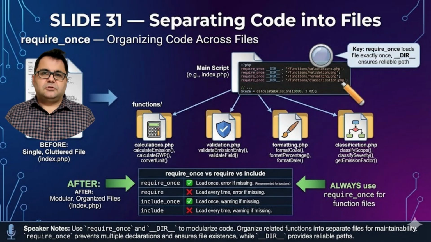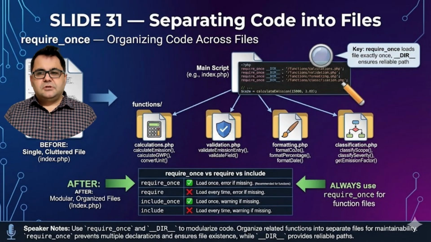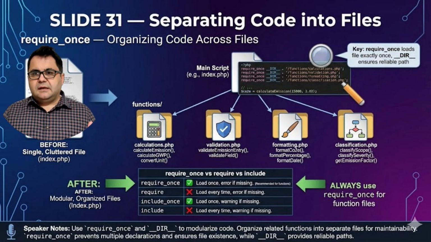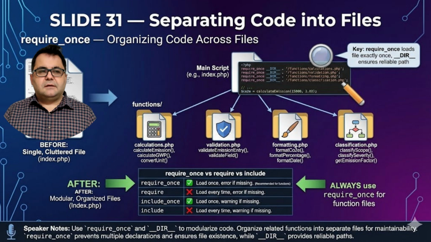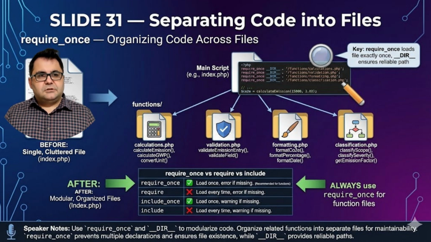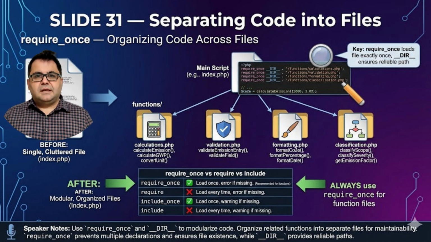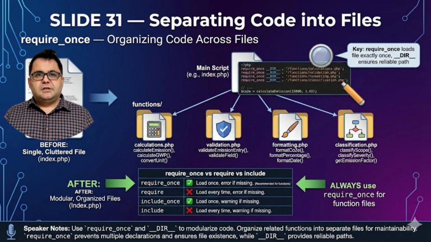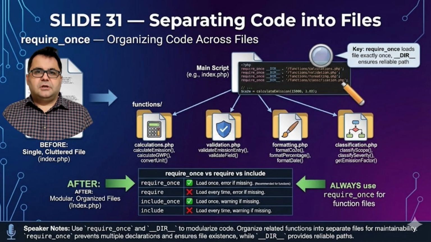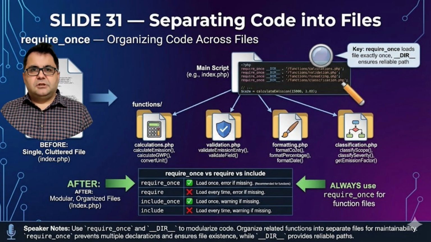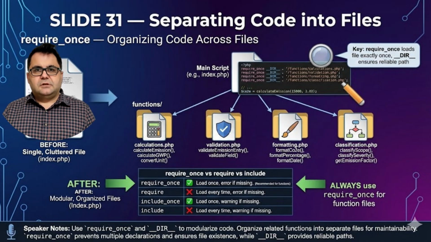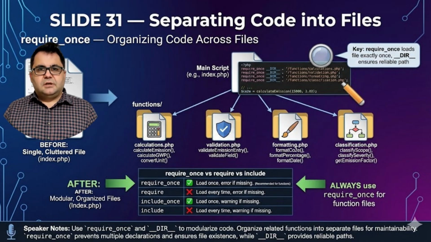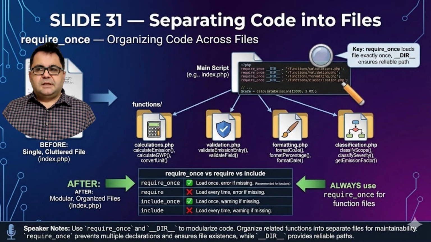As your project grows, you shouldn't have everything in one file. PHP's require_once includes another file exactly once. If it's already been loaded, it's skipped. The __DIR__ magic constant gives the directory of the current file, making paths reliable regardless of where the script is run from. We organize functions by concern: calculations in one file, validation in another, formatting in a third. This is the beginning of modular architecture. Each file is like a mini library that can be included wherever needed.